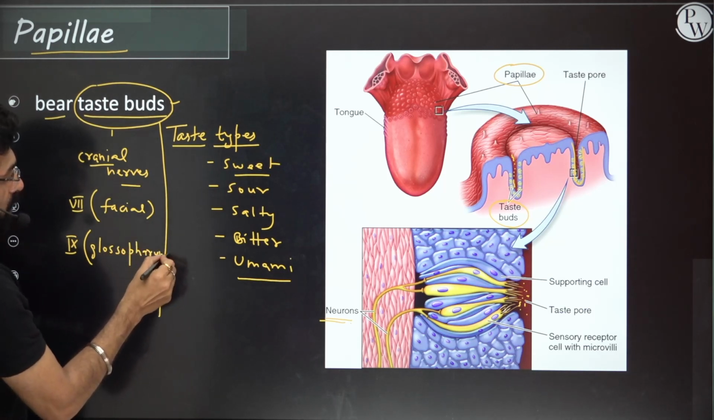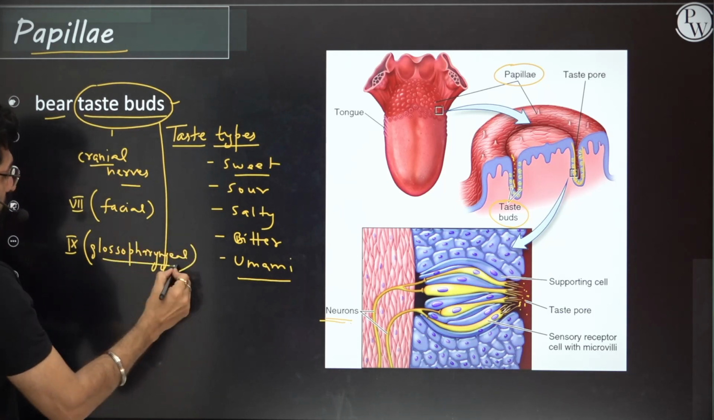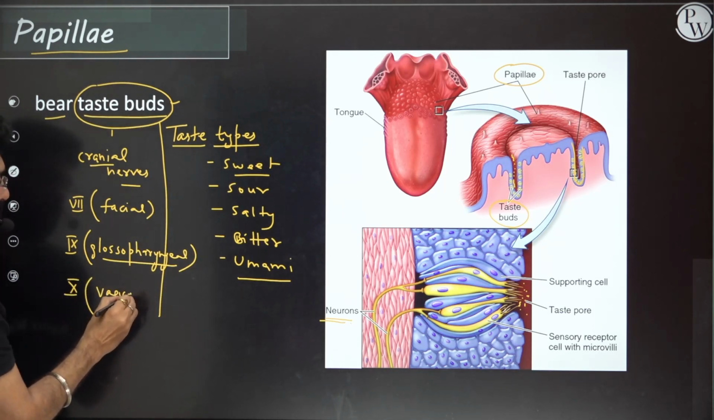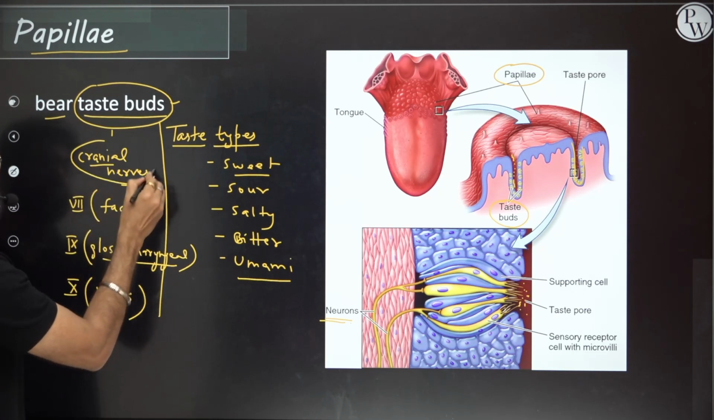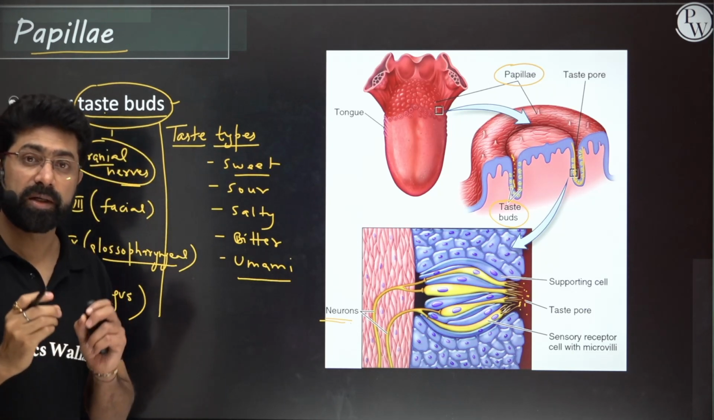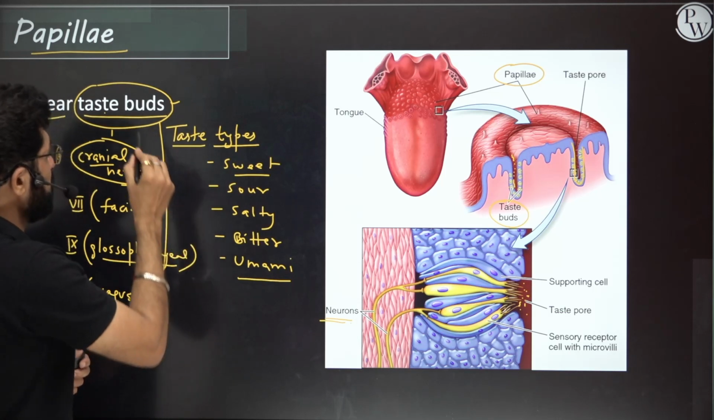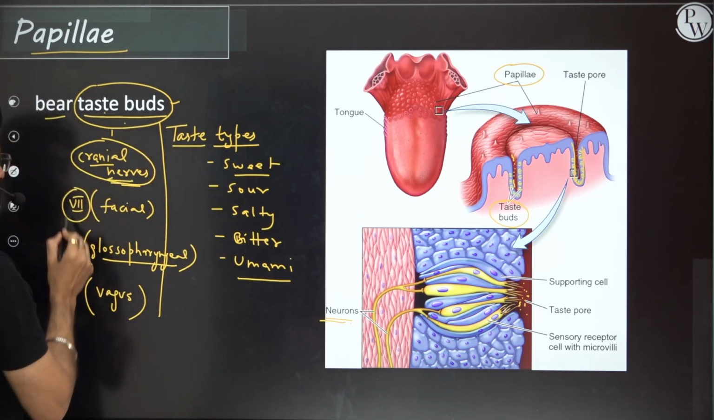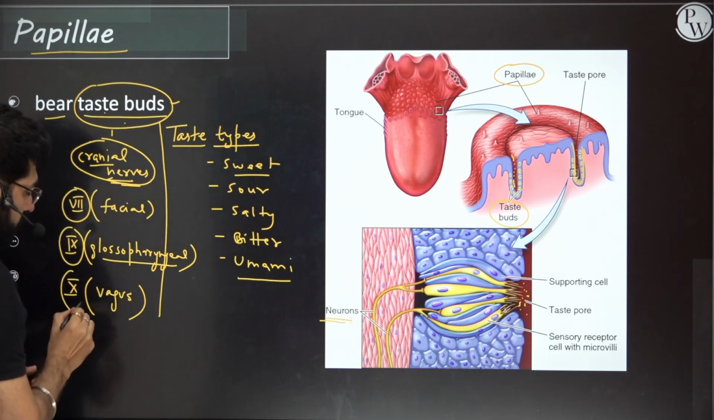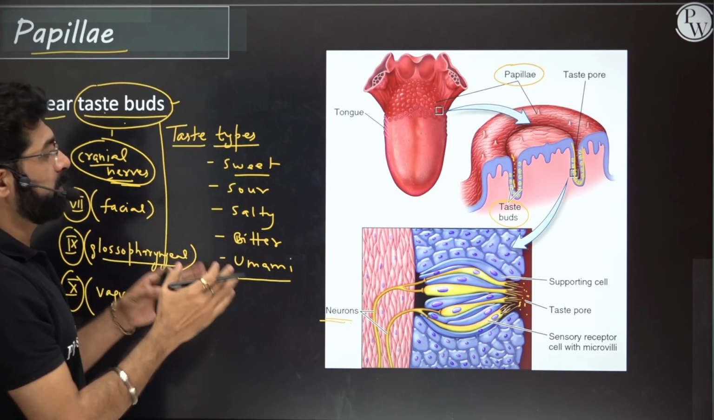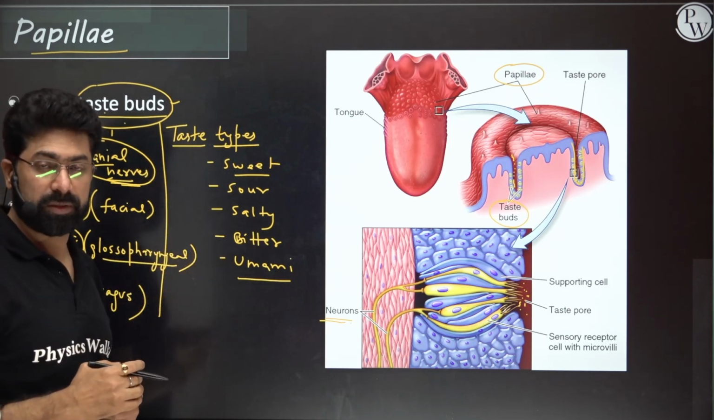Glossopharyngeal is your ninth cranial nerve. And the tenth, that is your vagus. These cranial nerves are supplying those innervations to the taste buds. So taste buds are supplied with innervations from cranial nerves 7th, 9th and 10th. Okay, so this was a little bit about the taste buds.